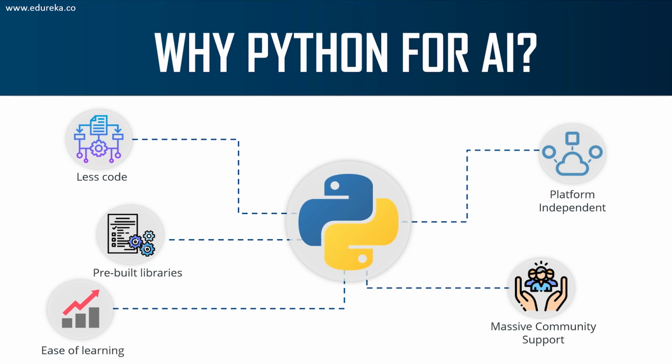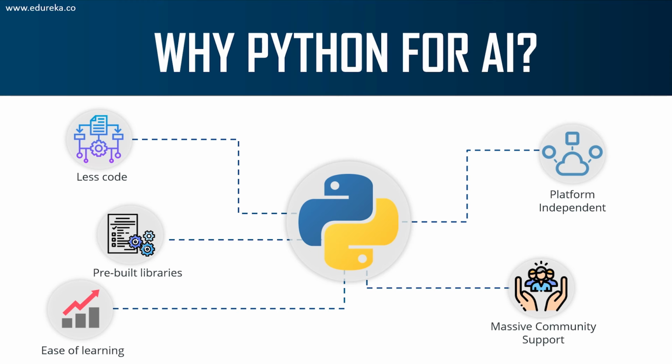Now, the next reason is ease of learning. Python is actually the simplest programming language. If you ask me, I think it's the easiest programming language. It's very similar to the English language. If you read a couple of lines in Python, you'll understand what exactly the code is doing. It has a very simple syntax, and this simple syntax can be used to solve simple problems like addition of two strings, and it can also be used to solve complex problems like building machine learning models and deep learning models.